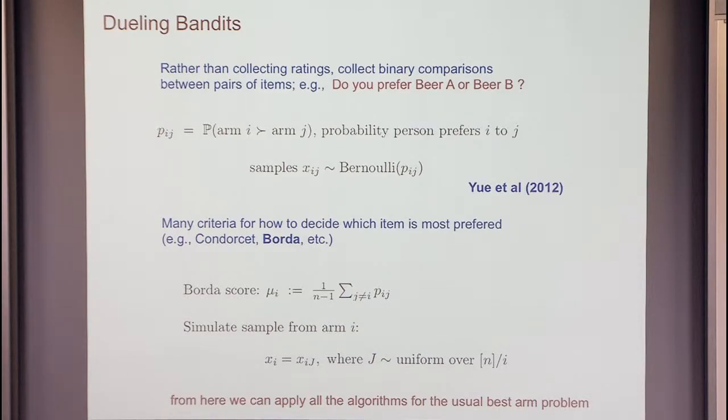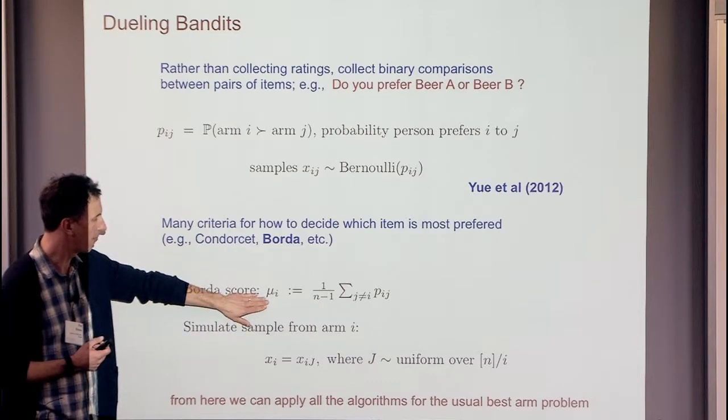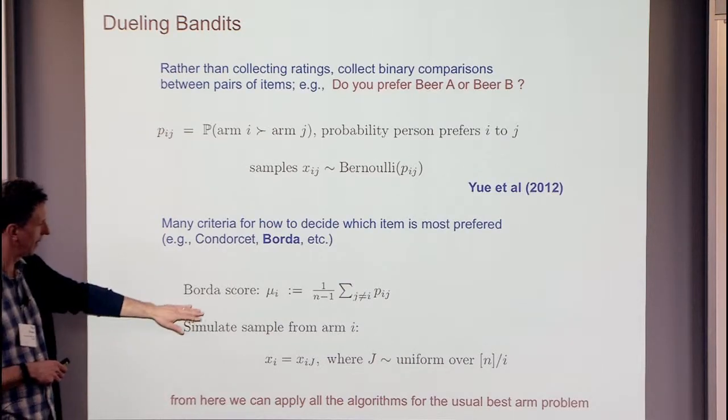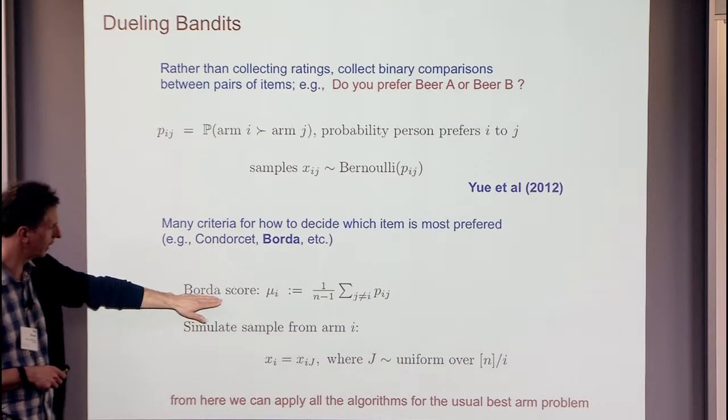What this is saying is you'd like to then pick the item or arm that has the largest score on average, or largest probability on average compared to all the other arms. So it's going to win more duels on average, when paired with a randomly chosen other arm. And so that's the Borda score.